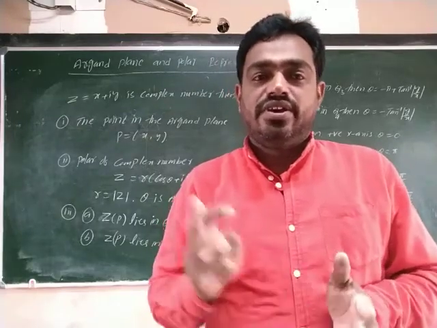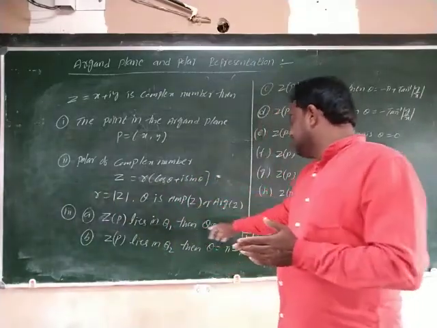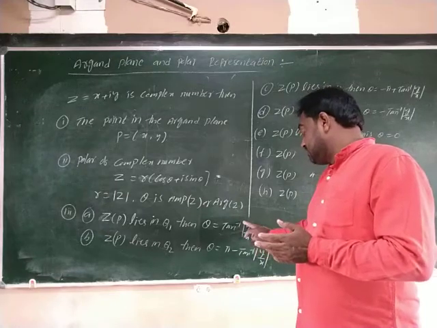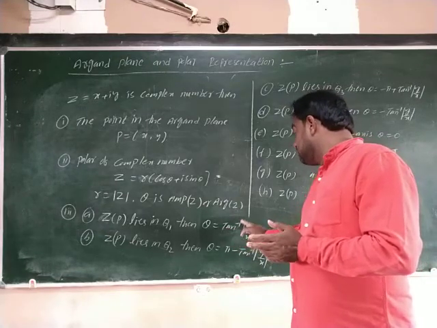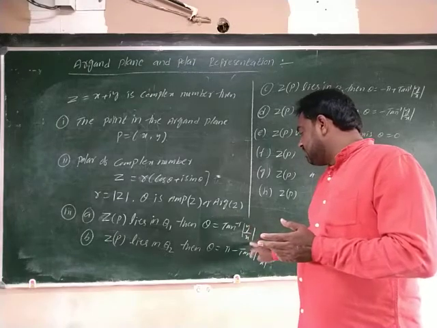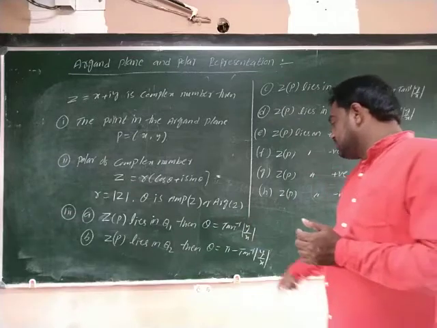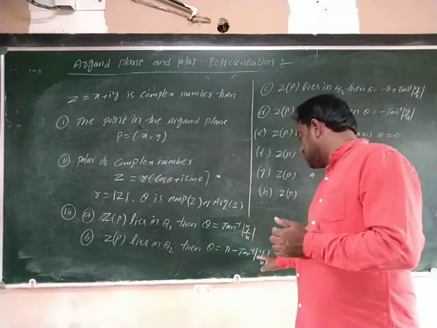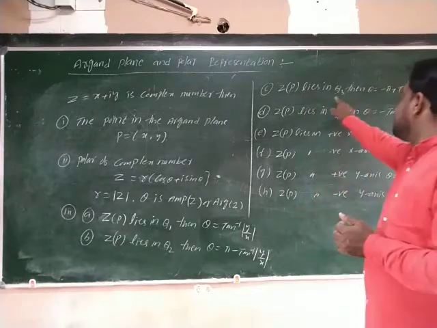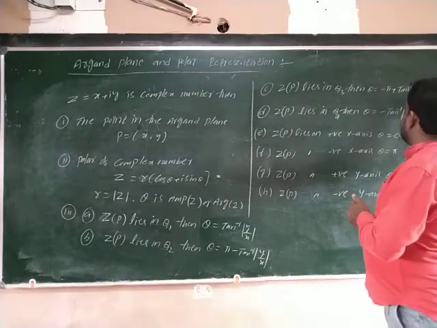If it lies in the first quadrant, theta = tan inverse of modulus of y by x. If it lies in the second quadrant, theta = pi minus tan inverse of modulus of y by x. If it lies in the third quadrant, theta = minus pi plus tan inverse of modulus of y by x.